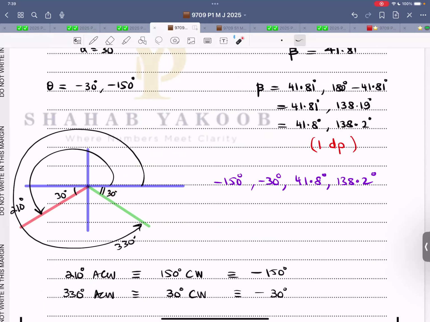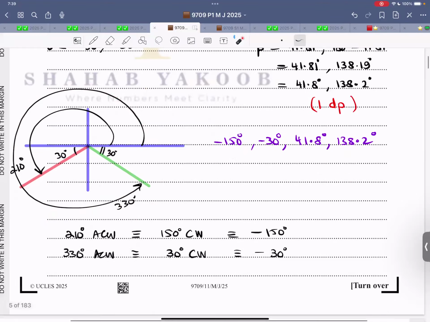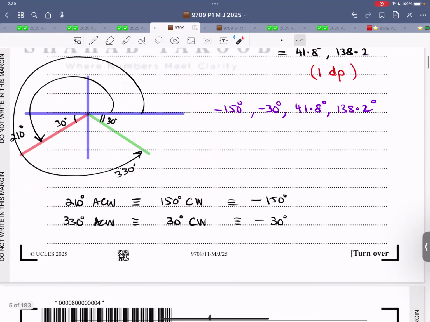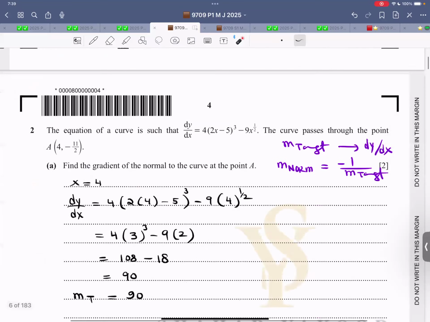And now you have to go in this manner. If you go anti-clockwise, that's 210. But we have to go clockwise, which is negative 150. And if you go anti-clockwise, this is 330. Go clockwise, that is negative 30. So the answers are negative 150, negative 30, 41.8, 138.2. And over here, I have written the logic. How do you convert from anti-clockwise to clockwise? Just do the subtraction. Change anti-clockwise to clockwise, but then in the end, clockwise is written with a negative sign. So that is the first question that I wanted to focus on.